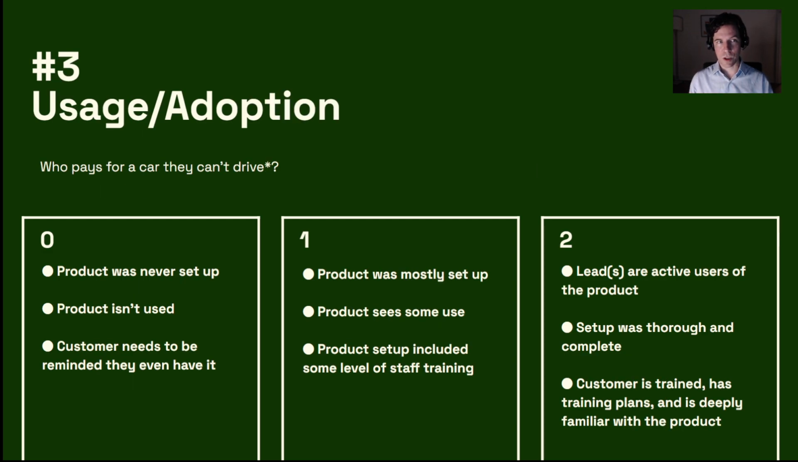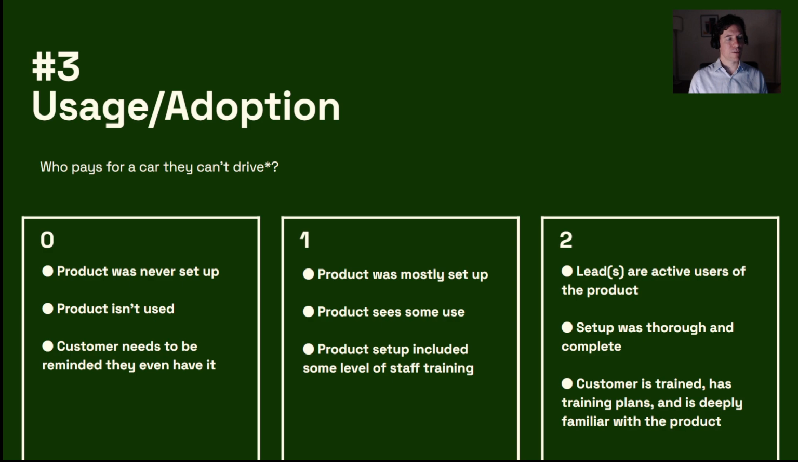Number 3, usage and adoption. Who pays for a car they can't drive? I made this a little while ago and haven't actually addressed it, so it's kind of fun looking back at my captions here. So number 3 for usage adoption, a 0 is the product was never set up. Product isn't used. Customer needs to be reminded they even have it.